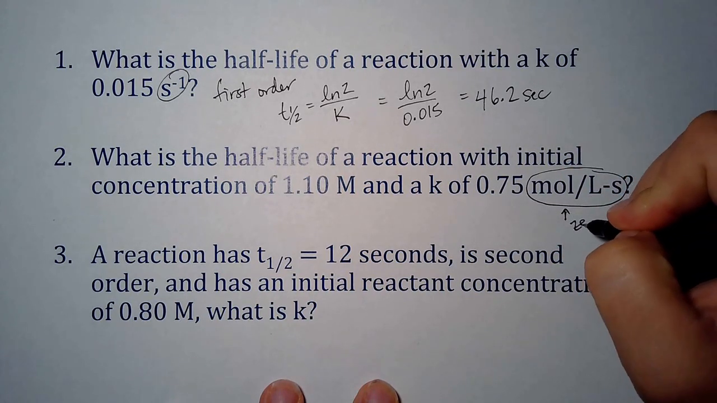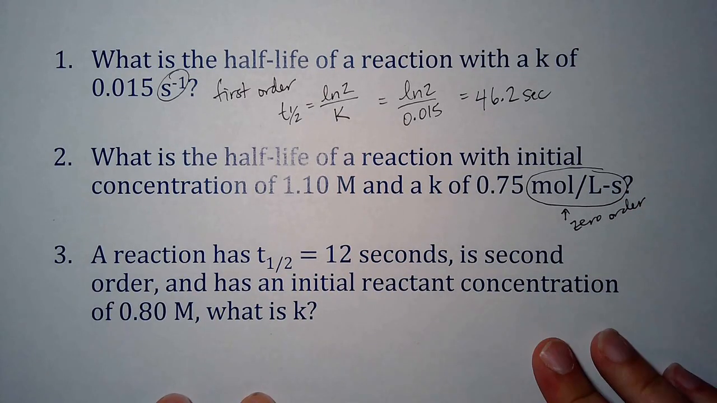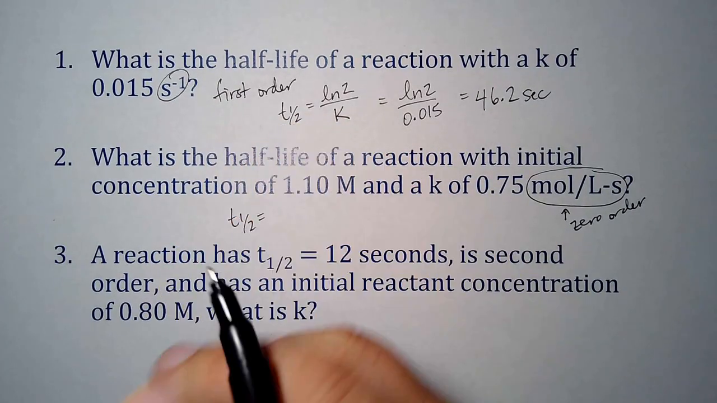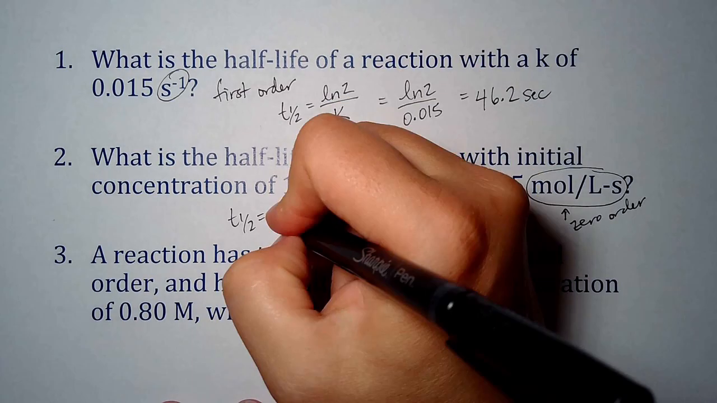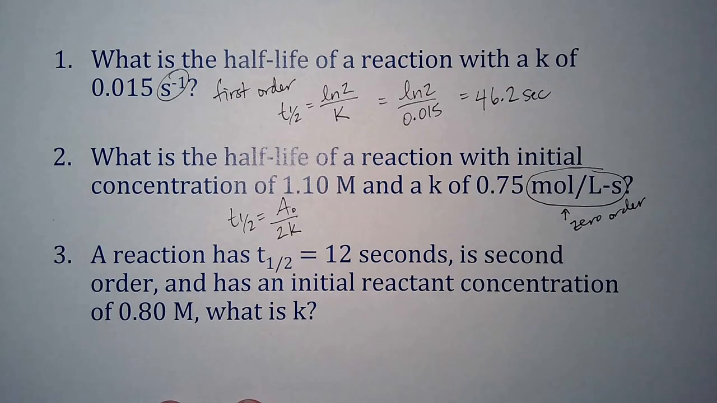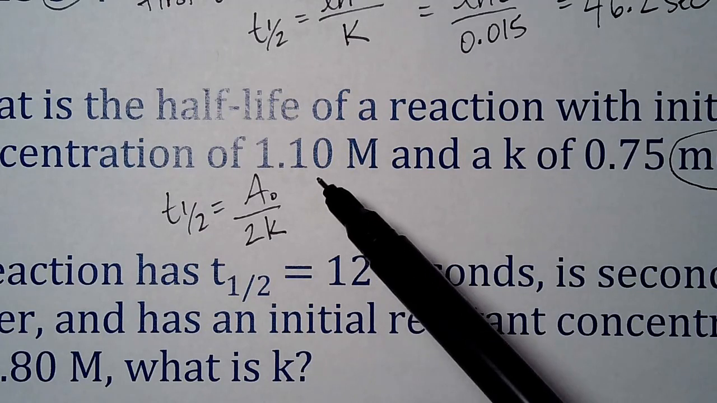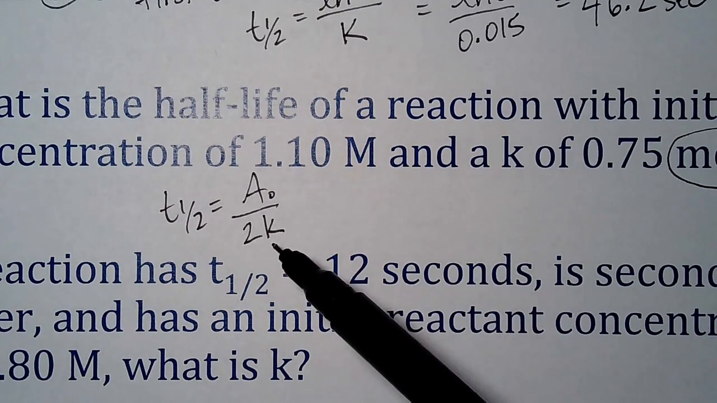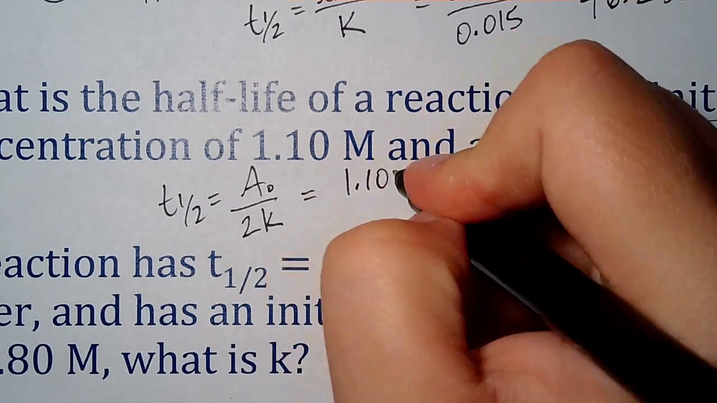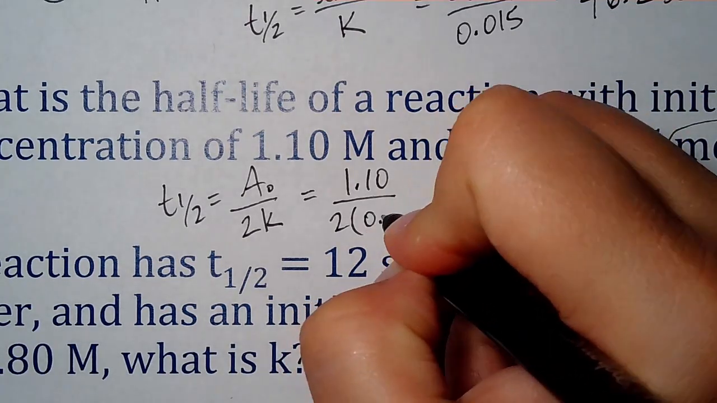for our K. Alright, so if we look at half-life for zero order, this is A naught over 2K. Alright, so there's our equation. So we need to know our initial concentration, and we have to know K in order to solve this one. So 1.10 over 2 times 0.75 is our K value to give us our half-life.